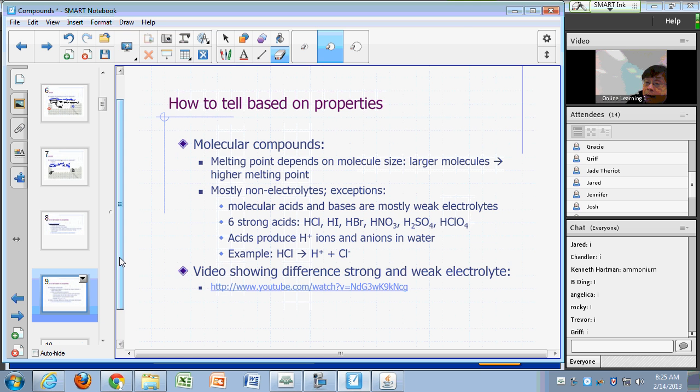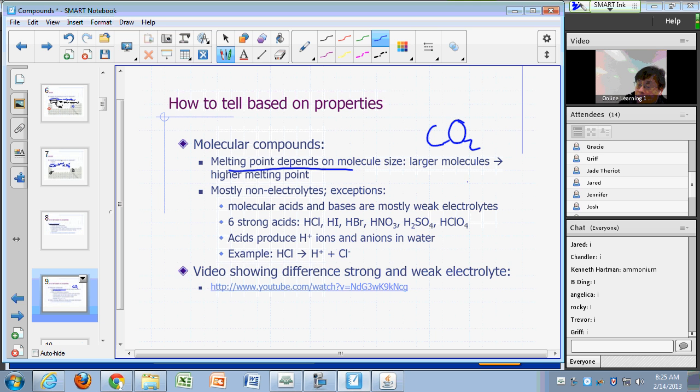Like I said, molecular compounds: the melting point depends on the size of the molecules. Typically, molecular compounds made up of larger molecules would have a higher melting point, so you may find them as solids at room temperature. But molecular compounds made up of small molecules, like carbon dioxide or carbon monoxide, are not solids at room temperature. They have a very low melting point. In fact, they have a low boiling point as well, so you find them as gases under ordinary conditions.